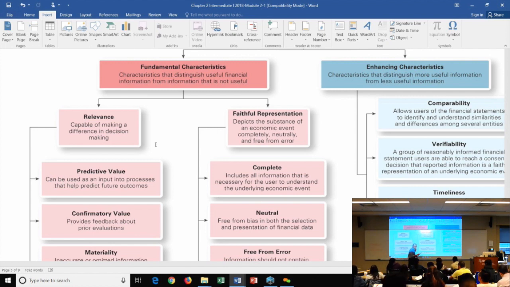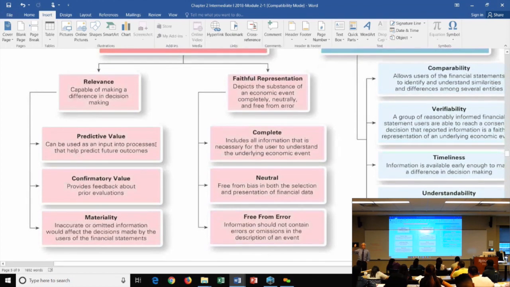First one, relevance. This means that the information that you provide is capable of making a difference in someone's decision. In order to be relevant, it has to possess three characteristics. It has to be useful in making predictions. So there you can use it, and remember, what are you predicting? You're predicting the amount, the time, and the uncertainty of cash flows, for example, and it ties back to the objective. Confirmatory value means that after you made a projection, is it confirmed or refuted? Is that correct? Was it a correct projection?